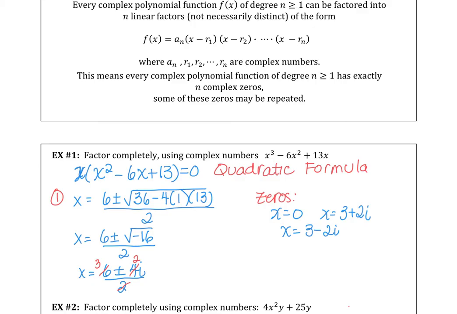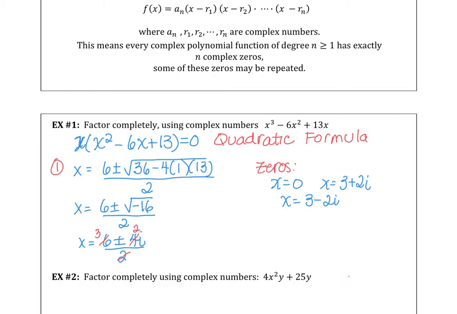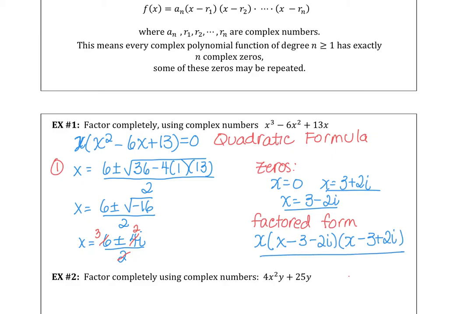Using the fundamental theorem of algebra, we can factor as linear factors. So factored form could be x, and then we're going to take these zeros, subtract 3 and subtract 2i, and then for these zeros, subtract 3 and add 2i. This is called factored form of that polynomial.